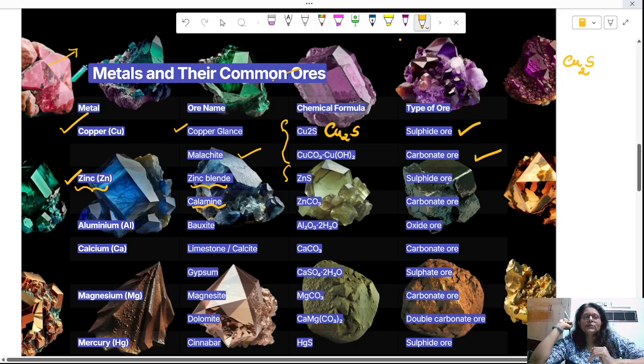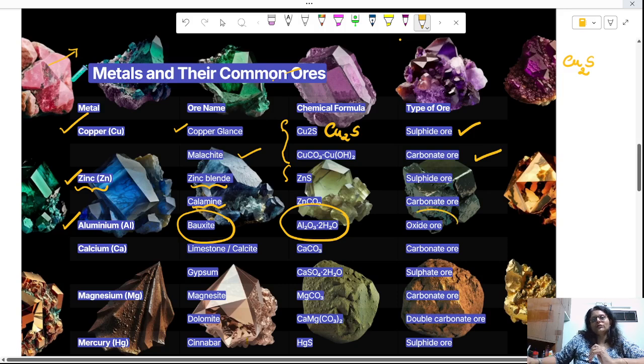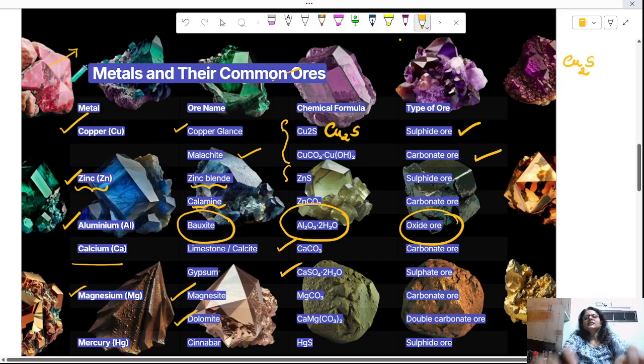Then comes aluminium. We don't have to learn aluminium in this class, but its ore is called bauxite. It is an oxide ore of aluminium. Then calcium is there. Calcium's ores are calcium carbonate and calcium sulfate. Magnesium ores are magnesite and dolomite, which are a carbonate ore and a double carbonate ore.